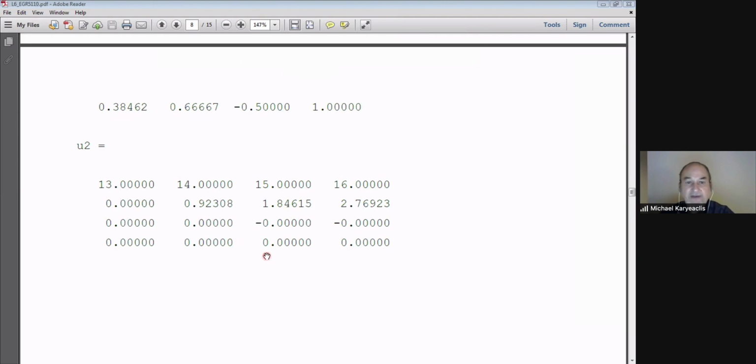So this method doesn't fail. It fails when you abuse it, when you use it in the case where the problem doesn't really have a solution.